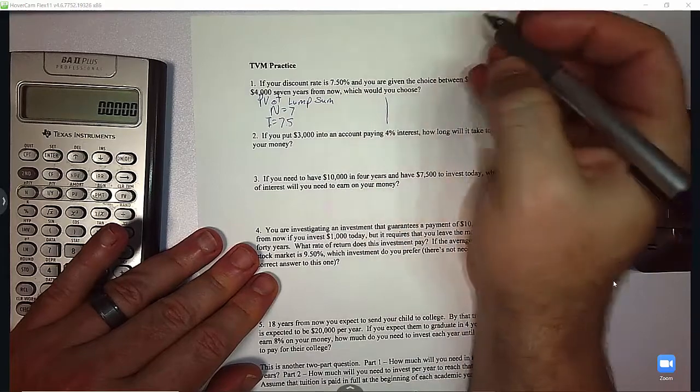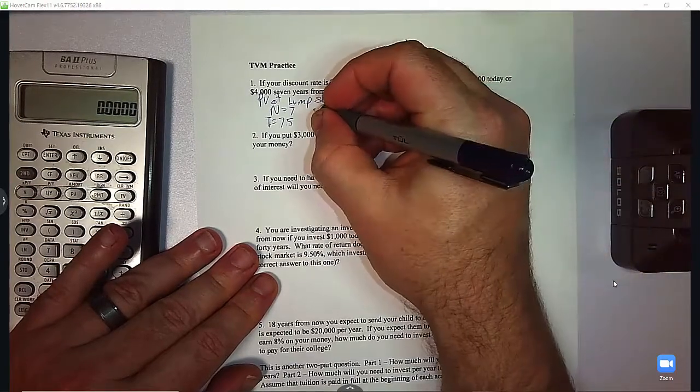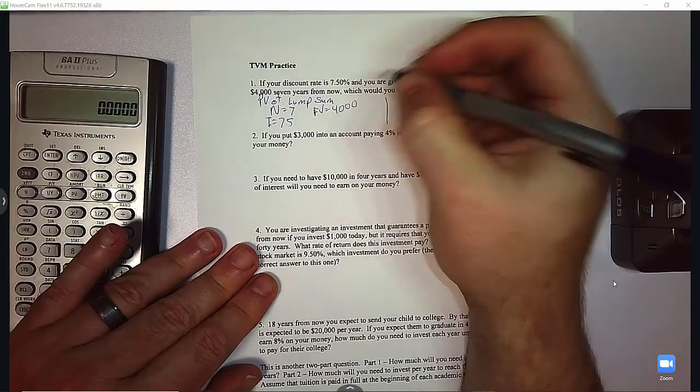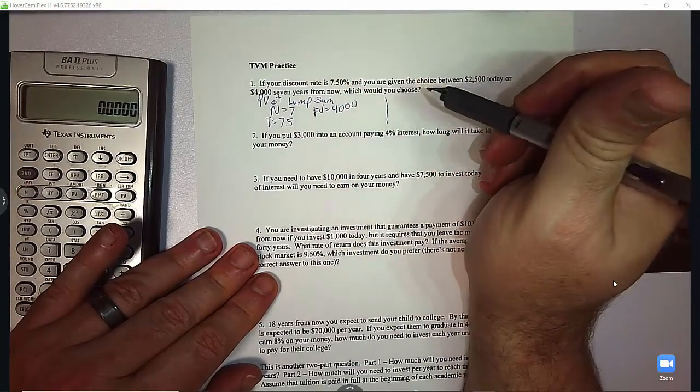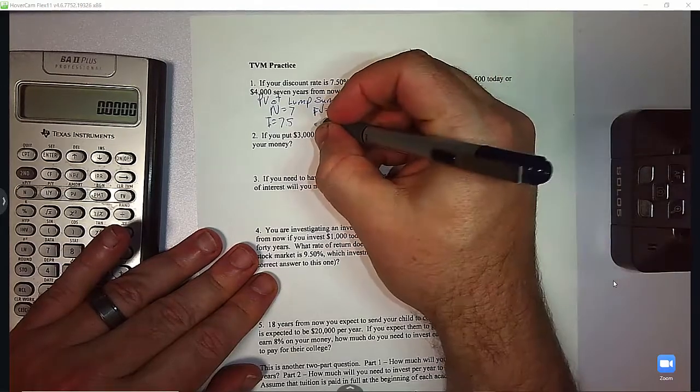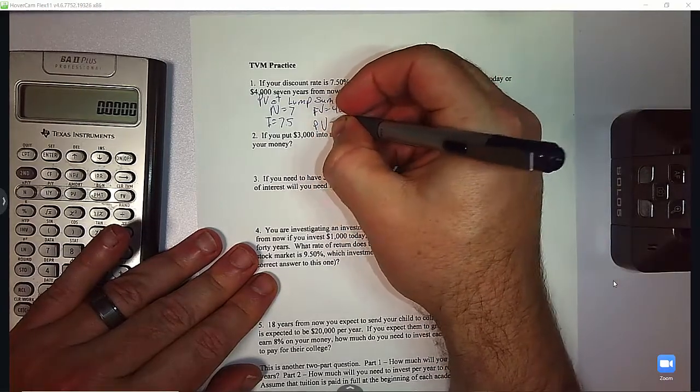My present value is what I'm looking for. My future value is equal to 4,000. And my payment is 0 because this is a lump sum. So I'm trying to find the present value here.